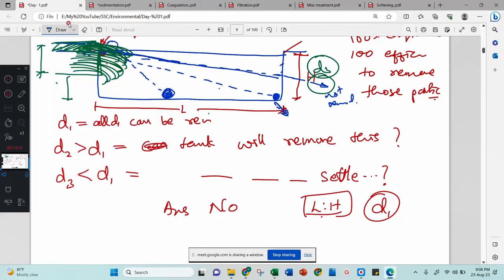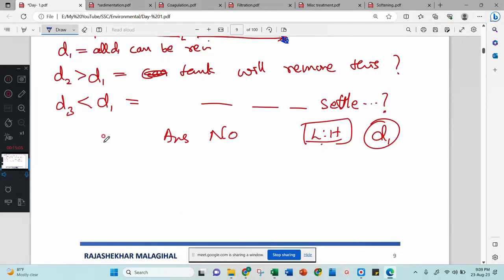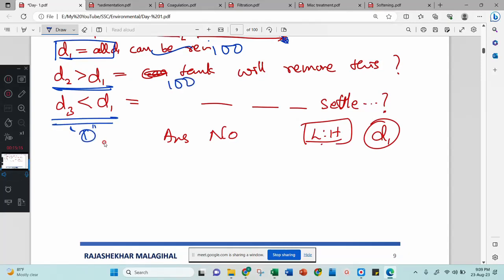This line is there, no, this is the escaped particles. Then the same parallel line, if I draw from here, same parallel lines here, then it will settle. Right? Means, as I told you, here d1 can be removed 100% and d2 can be removed 100%, d3 is a 0% removal.